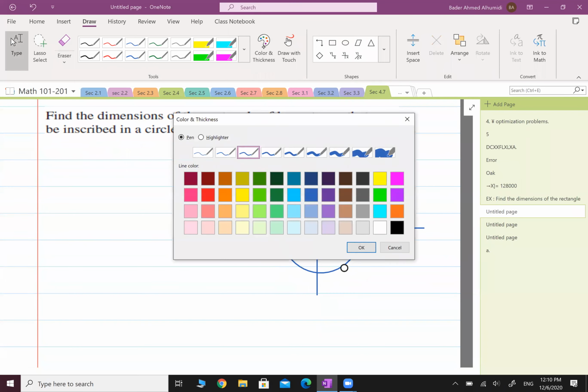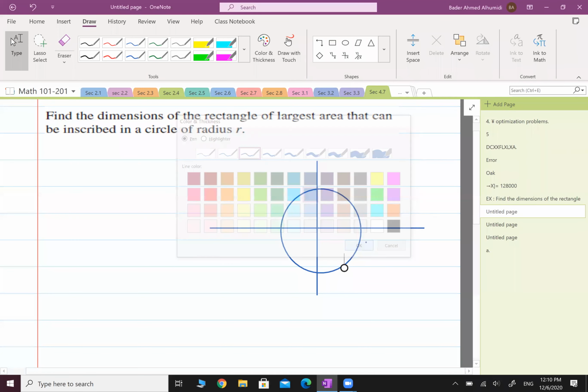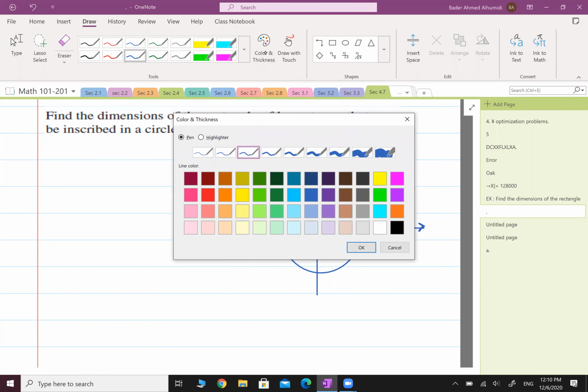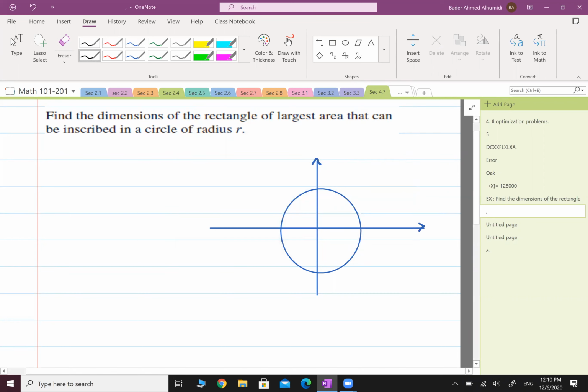And we are trying now to solve this exercise. Of course, this is the x-axis, this is the y-axis. The question says, find the dimensions of the rectangle that can be embedded or inscribed in a circle of radius R. So what we are trying to do here is to draw a rectangle inside this circle. We need to draw a rectangle, something like this, inside the circle.